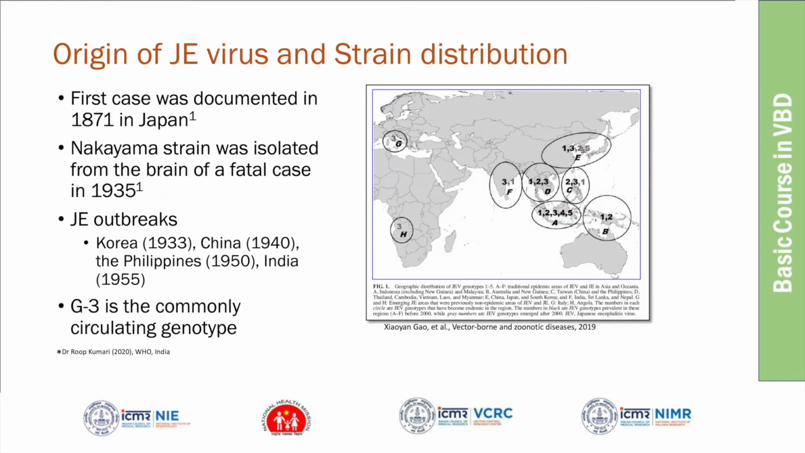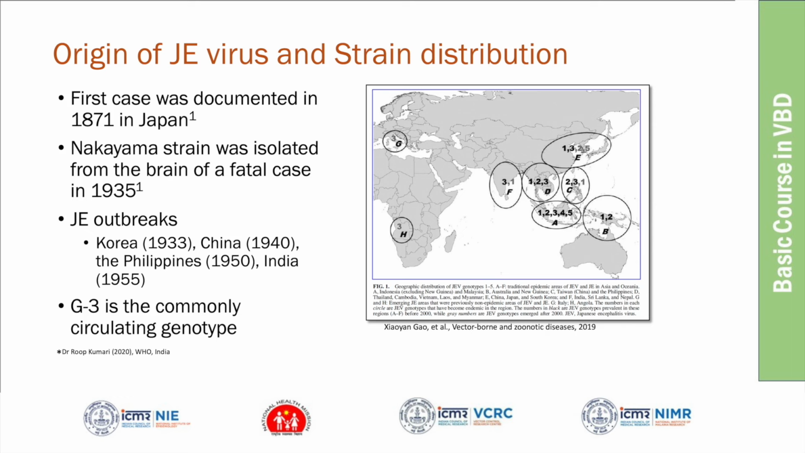If you look at the origin of the JE virus and the strain distribution, the first case of JE was documented in 1871 in Japan. That is why it is called Japanese encephalitis. Encephalitis because it is affecting the brain. Encephal means brain or head. So it is called Japanese encephalitis.